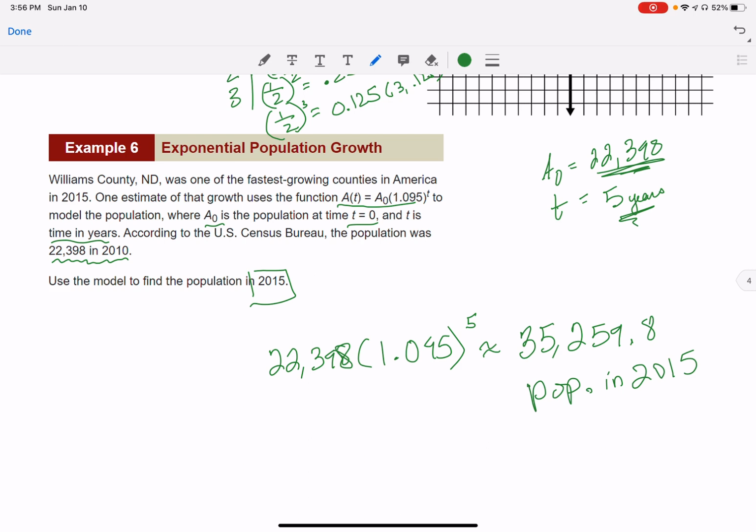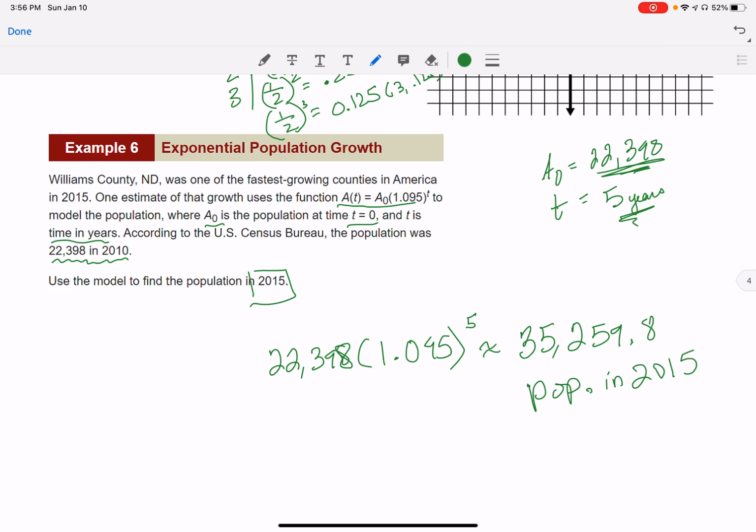So these problems, it's really just a matter of taking the formula that they give you and all the information that they give you and plugging it in, because they gave you everything that you needed here, from the population to the years.